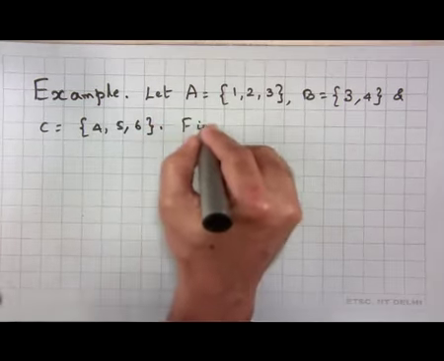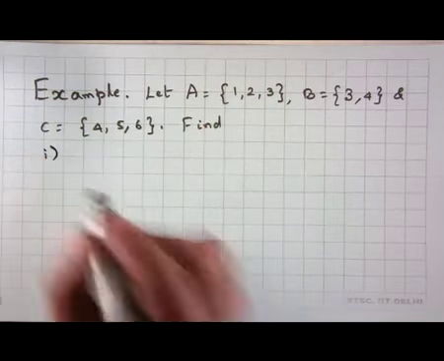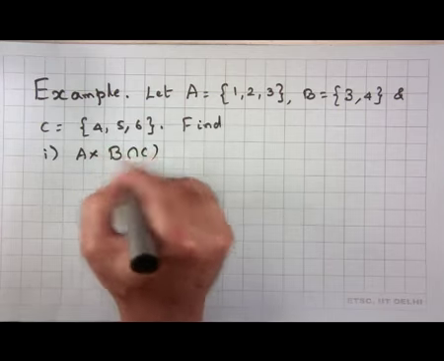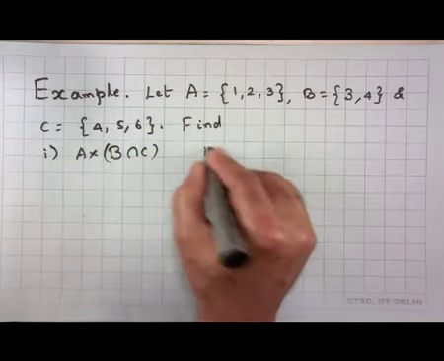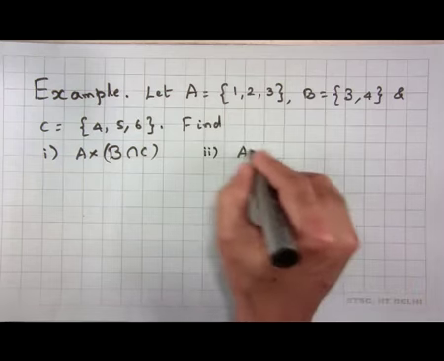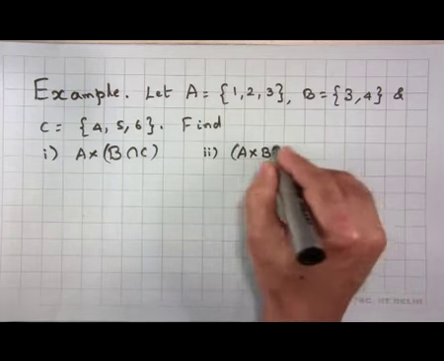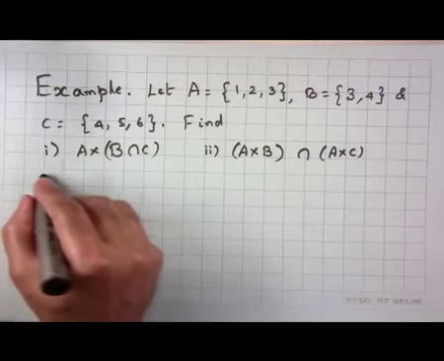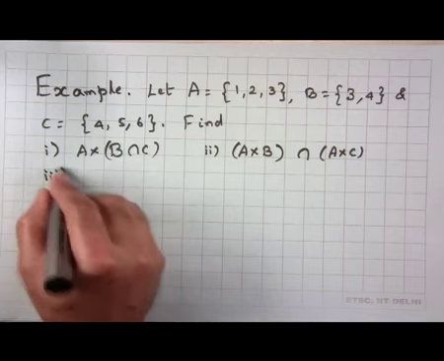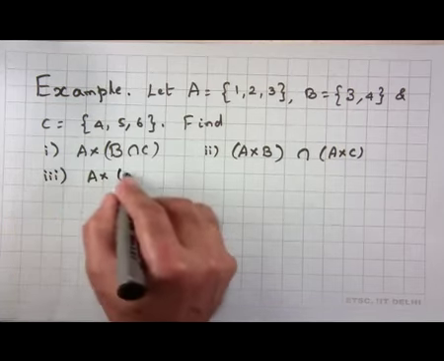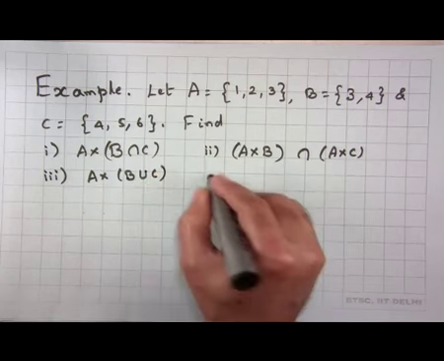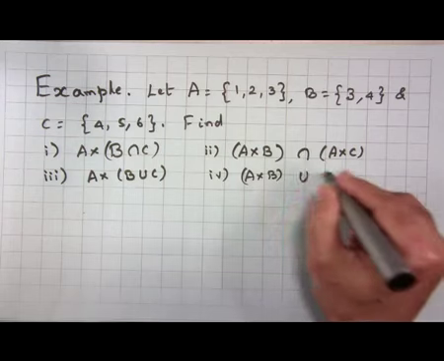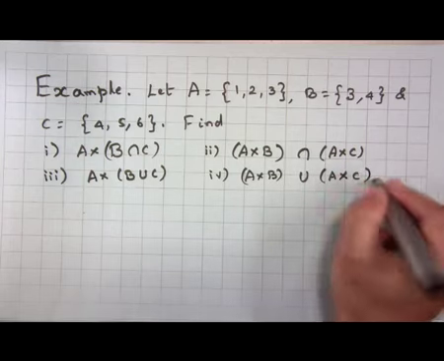Let us find the following Cartesian products: first, A cross (B intersection C); second, (A cross B) intersection (A cross C); third, A cross (B union C); and fourth, (A cross B) union (A cross C). Let us find the following sets.